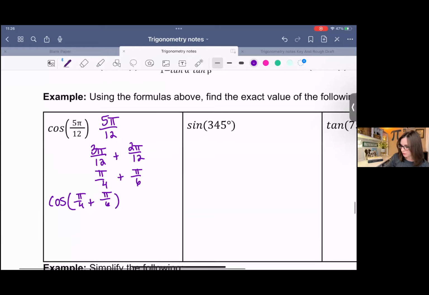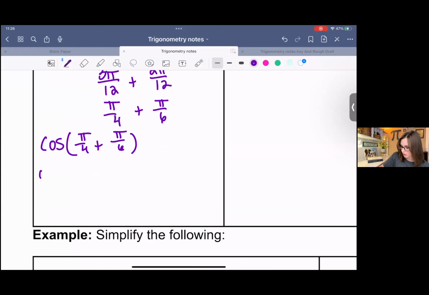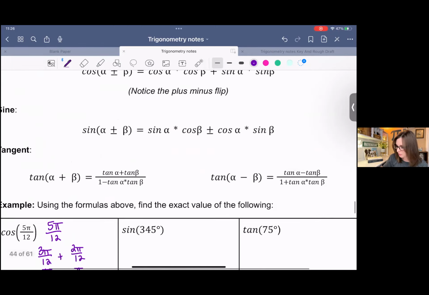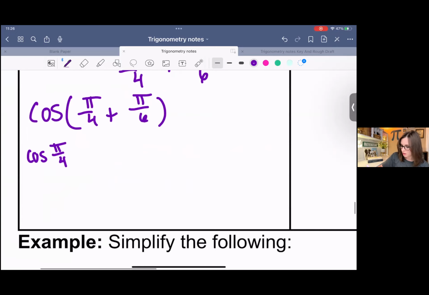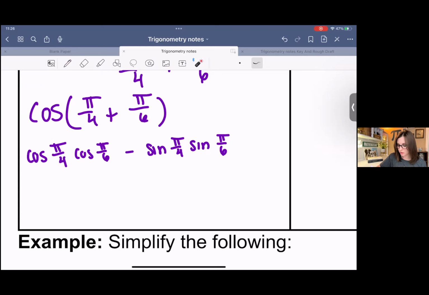Now we'll use our formula. We have cosine of the first angle times cosine of the second angle, change it to minus, sine of the first angle, sorry about that, times sine of the second angle. Now we just do some simplification here. Cosine of pi over 4, cosine of pi over 6, sine of pi over 4, sine of pi over 6. Simplify all of those as much as you can down to your final solution.